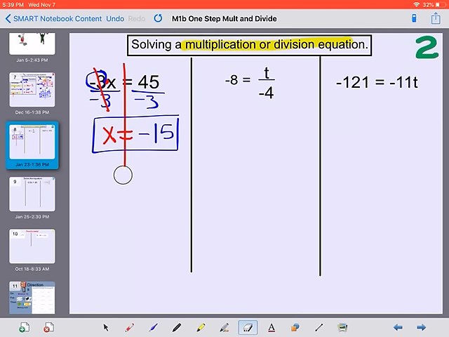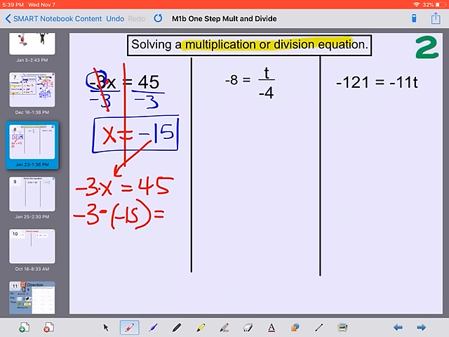So if you want to check to make sure if you got this right, our original equation was negative 3x equals 45. So you could plug in x here as negative 15. It's multiplied because they're touching. A negative times a negative does equal a positive, and 3 times 15 is 45. So that is correct.